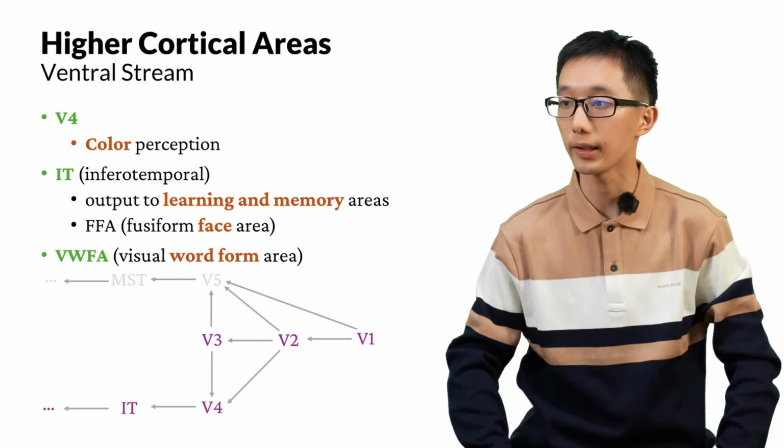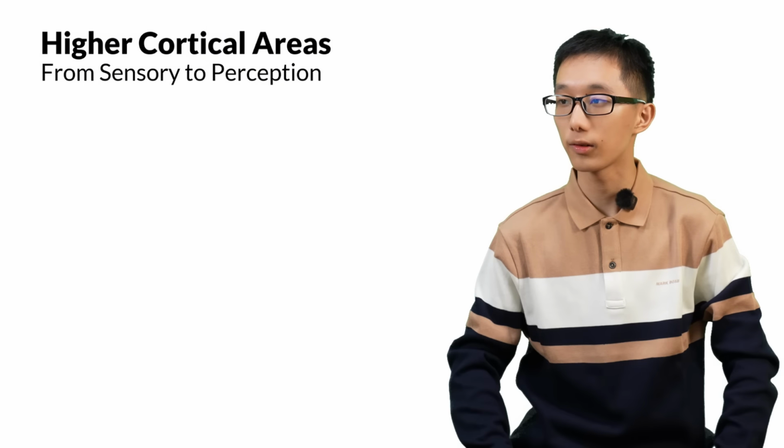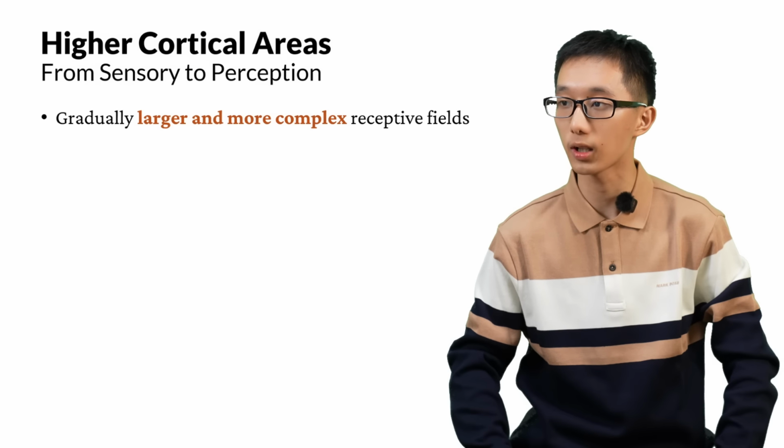An area beside the IT is the visual word form area, which is simply an area that helps us recognize the form of words. So it is surely activated as you are watching this video and looking at the slides. The process from sense to perception is quite complex. We have not yet understood them fully, but here are some factors that contribute to this transition.